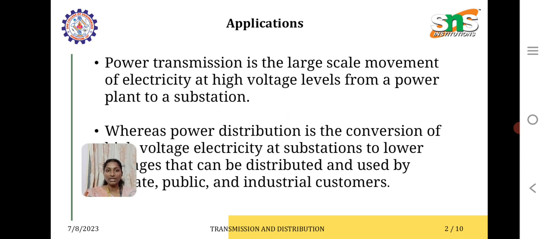So power transmission is the large scale movement of electricity at high voltage levels from a power plant to a substation, whereas power distribution is the conversion of high voltage electricity at substations to lower voltages that can be distributed and used by the public and industrial customers. This is the main application of transmission and distribution.